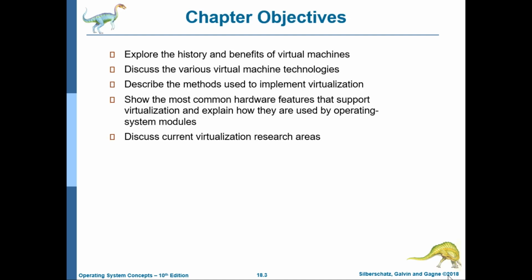The chapter objectives for virtual machines are: first, explore the history and benefits of virtual machines; discuss the various virtual machine technologies; describe the methods used to implement virtualization; show the most common hardware features that support virtualization and explain how they are used by operating system modules; and discuss current virtualization research areas.